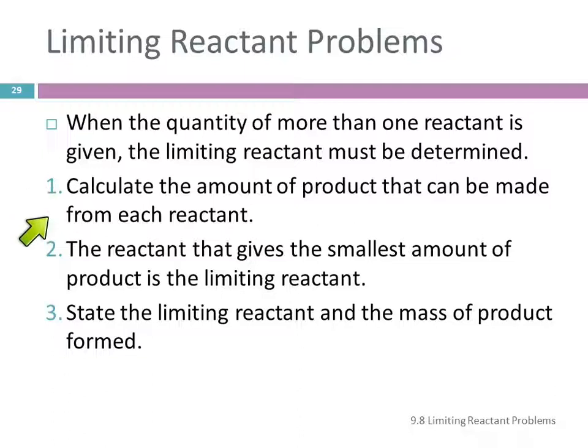Calculate the amount of product that can be made from each reactant. The reactant that gives the smallest amount of product is the limiting reactant. And then state the limiting reactant in the mass of product form. That's the smaller product and the reactant that gave that to you. So 3 steps.